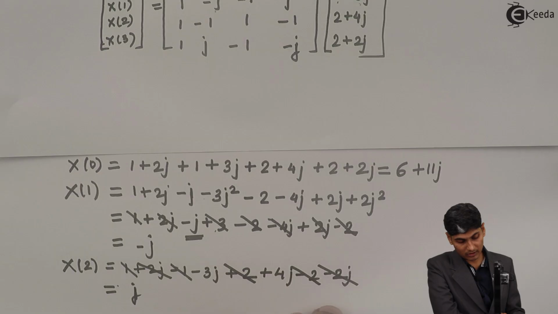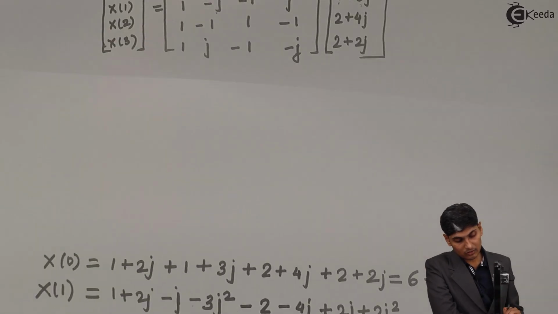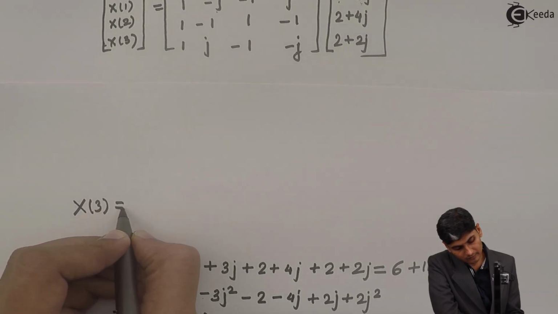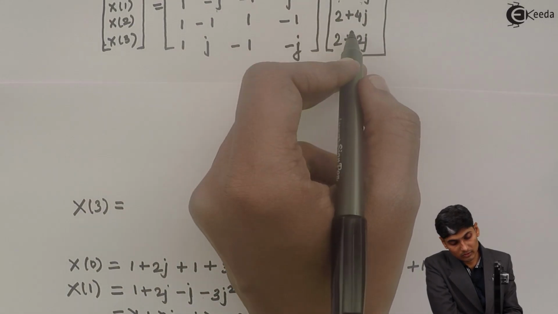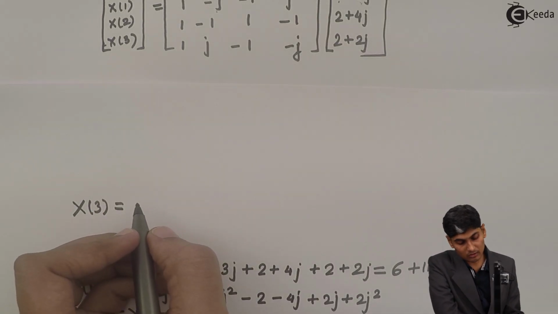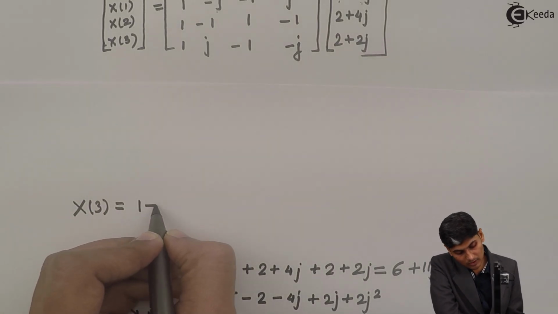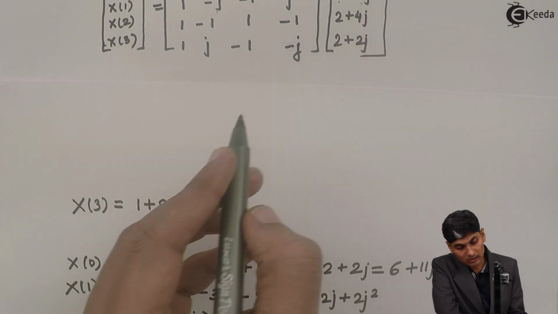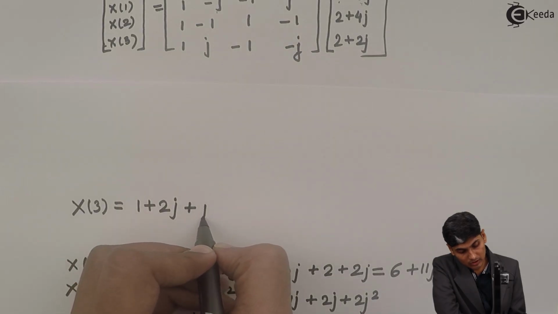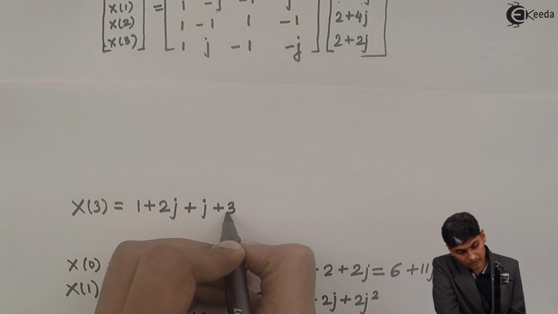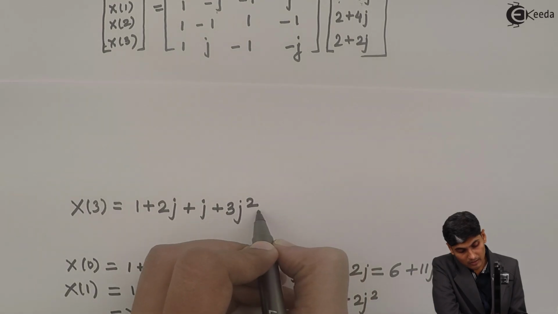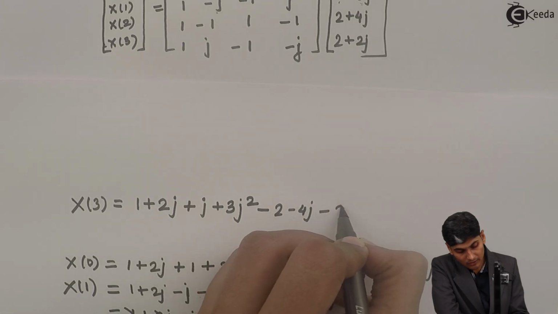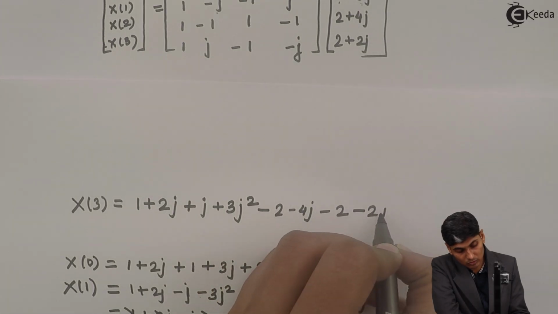Okay, and lastly we wanted to find X of 3. So for X of 3 we can solve it as last row and the column. So it will be 1 plus 2j, okay, this one, then plus j times 3j square, minus 2 minus 4j and minus 2 minus 2j square.